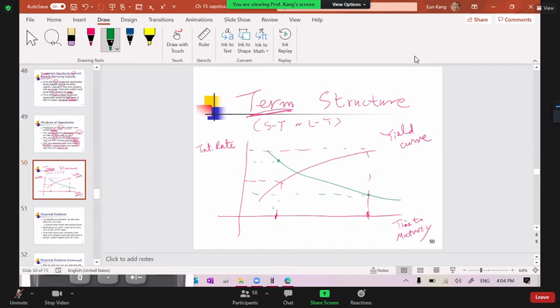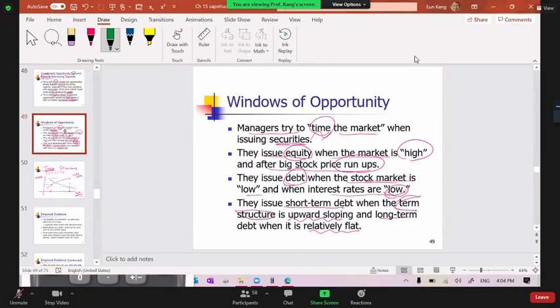Then that is like the green one, right? But normally the yield curve is the red one, because of the maturity risk premium. The longer the maturity, the higher the risk, so interest rate is generally higher for longer-term maturity. So this is the term structure. Let's go back to here.